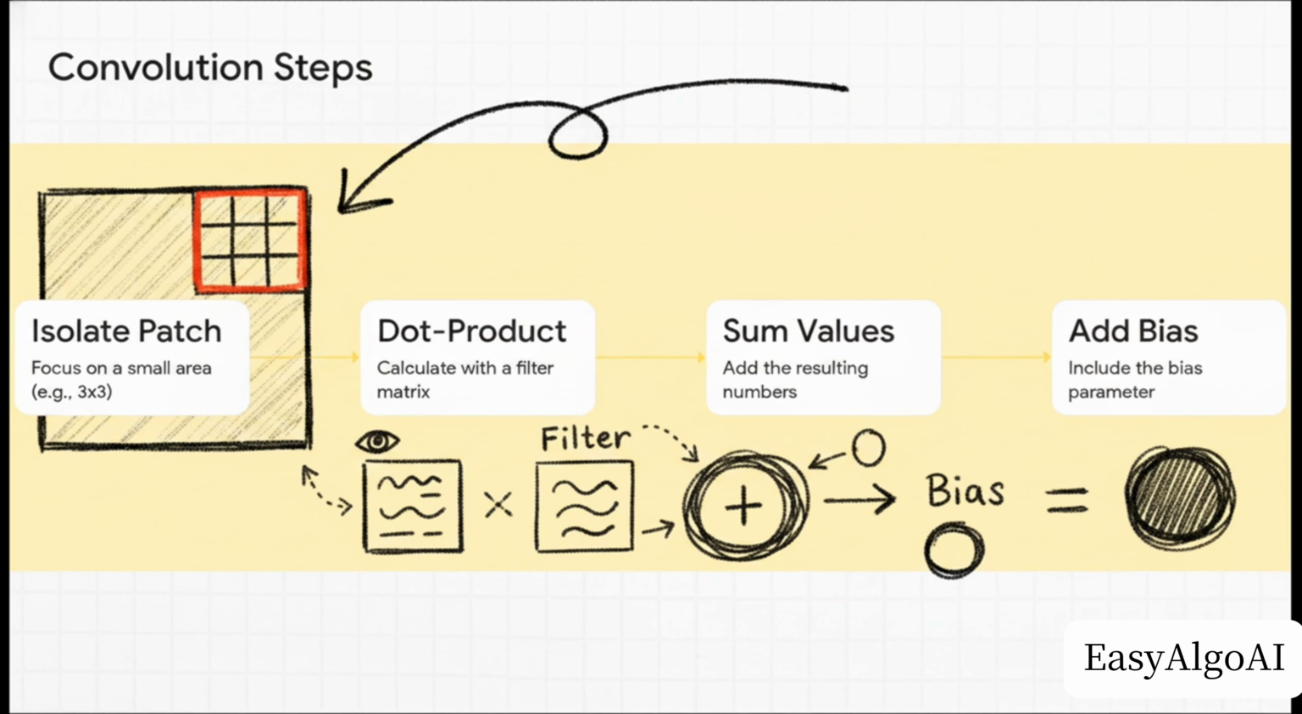First, it isolates a patch, let's say a 3x3 pixel grid. Next, it calculates a dot product between that specific image patch and a pre-learned filter matrix. Then, it simply sums those resulting values together. And finally, it tacks on a bias parameter.